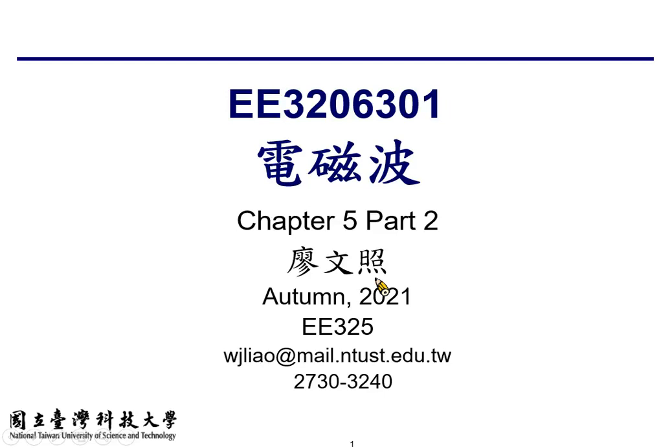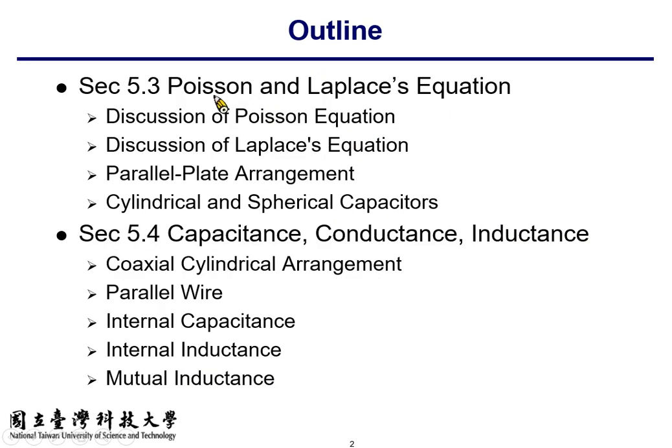Let's move on to part 2 of chapter 5, which includes section 5.3 and section 5.4. In section 5.3, we will introduce some special conditions pertinent to the electrical and magnetic vector potentials. They are the so-called Poisson equation and Laplacian equation.